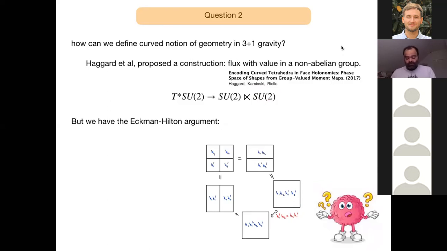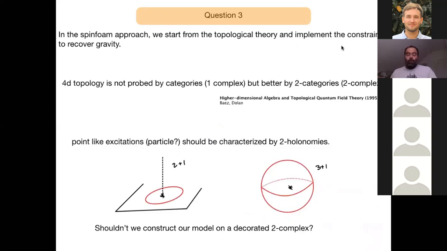So what I want to say here is that just through this argument, decorating faces with non-abelian group elements seems to be tricky. Also, since we usually build spin foam models using a topological theory, if we want to do 4D gravity, we should probe things about 4D topology. But it is known that 4D topology is not probed by categories. Categories better probe the 3D topology, for 3D space-time. Instead, we should deal at least with two-categories. By that, I mean we should deal with a complex which has decoration both on the links and the faces.